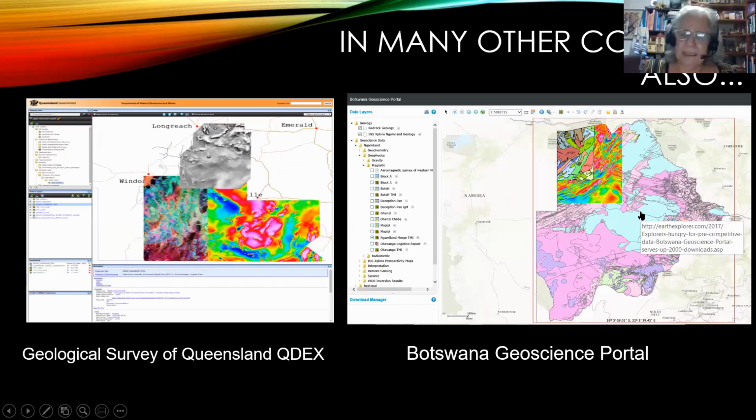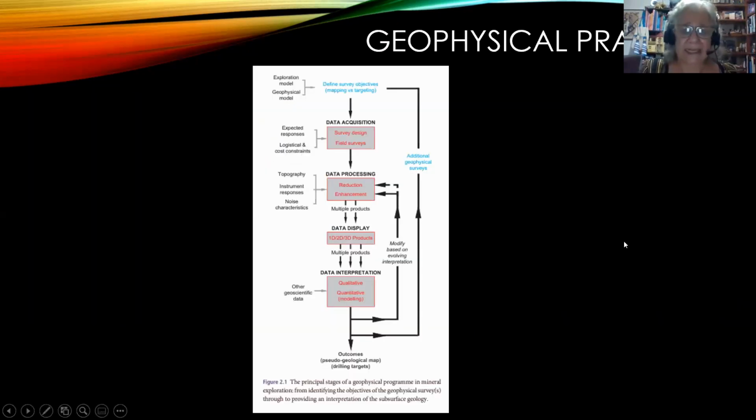And in many other countries, here are just a few examples from the Geological Survey of Queensland that has really rich data sets there, all types of data sets. Now, also the Botswana Geoscience portal, the Uganda portal, and Australia in general, Canada, a lot of others.